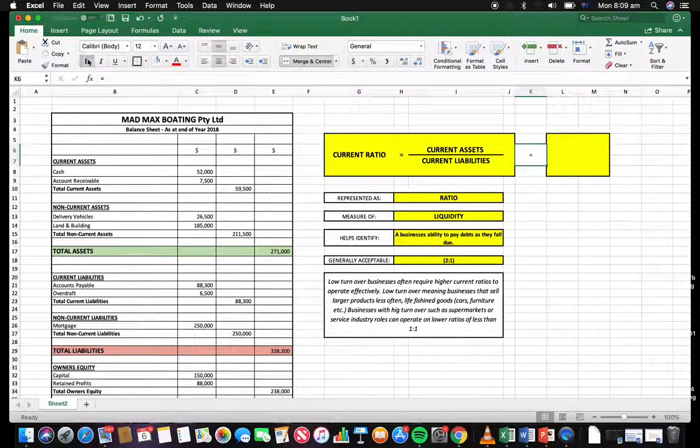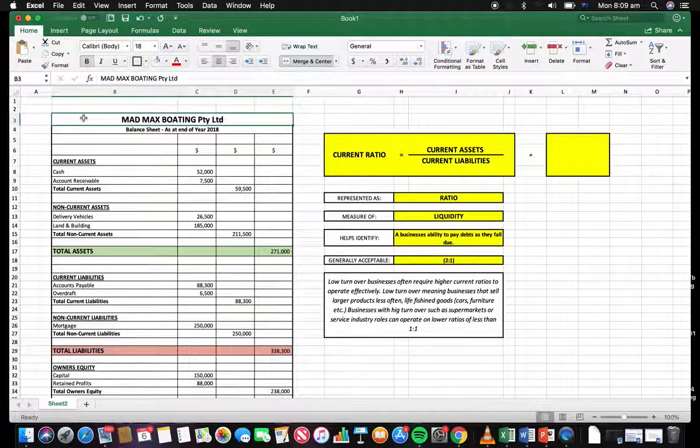I've called this business Mad Max's Boating. For the example's sake, Mad Max's Boating sells luxury yachts, small luxury yachts, let's say that much, given their balance sheet. Our current ratio is represented as a ratio and it's a measure of liquidity. Liquidity basically means being able to turn things into cash. Hence we only look at current assets and current liabilities, not non-current, because the ability to turn them into cash is not as readily available as with current.